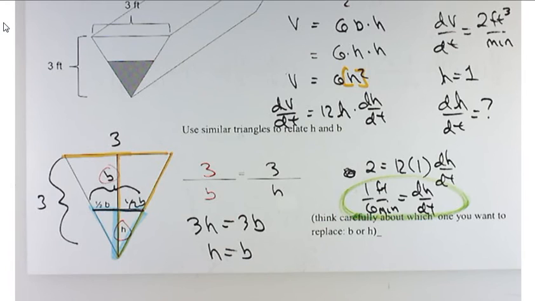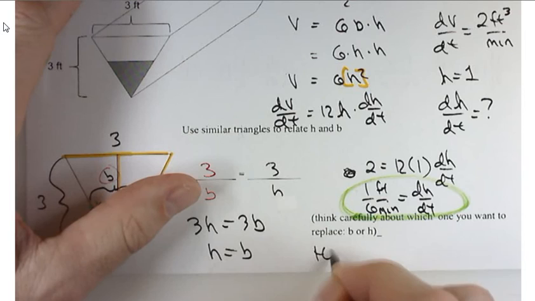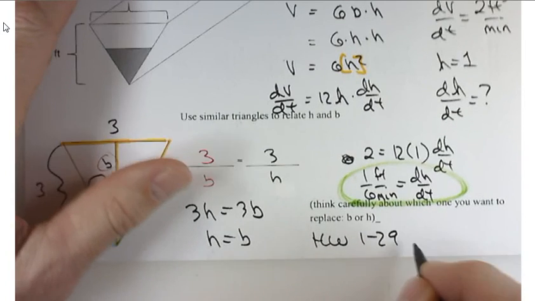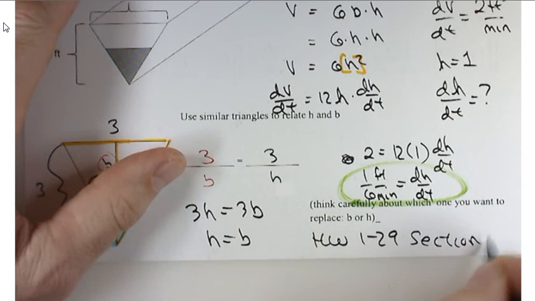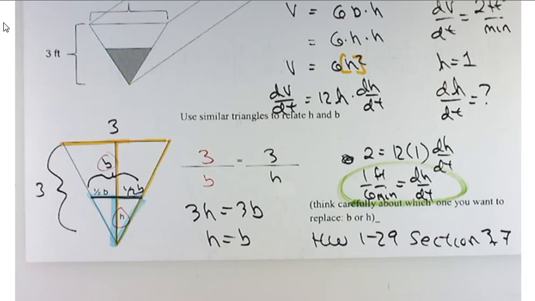Anything on that one by way of wrap up? All right. For homework, try 1 through 29. And that's section 3.7. We'll do a few more of these next time, including some Pythagorean theorem problems.